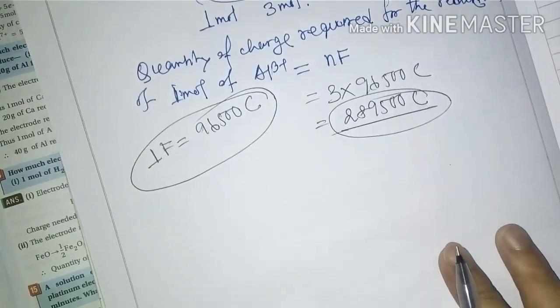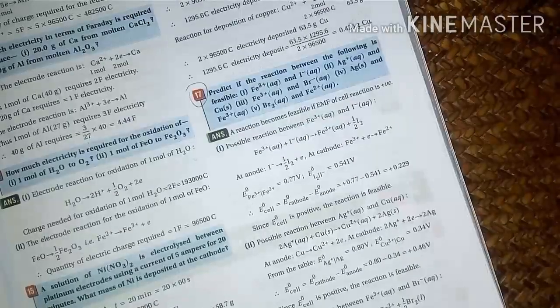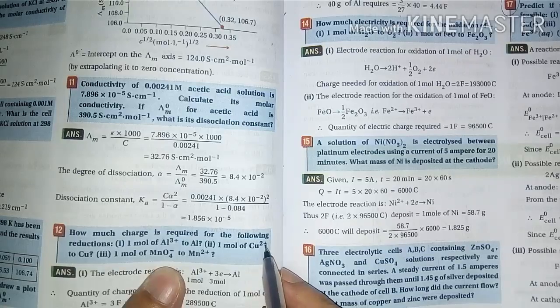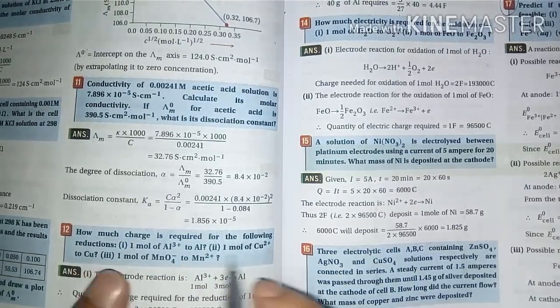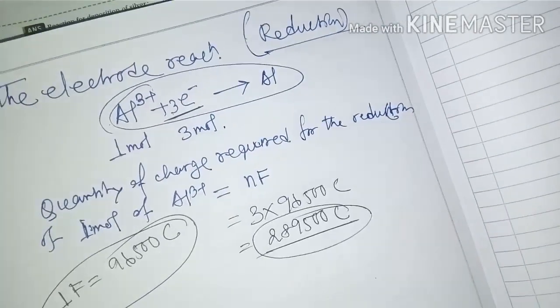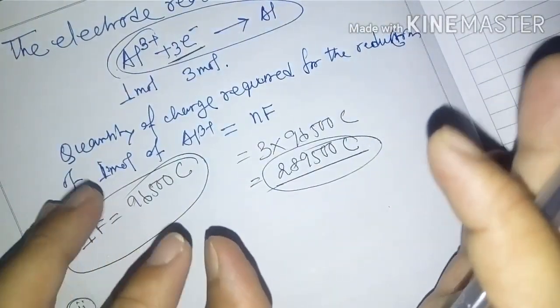This is number 1. Now number 2, this NCERT question: 1 mole of Cu2+ to Cu. That means Cu2+ changes to Cu. First of all I have to write the electrode reaction, and this is a reduction reaction.